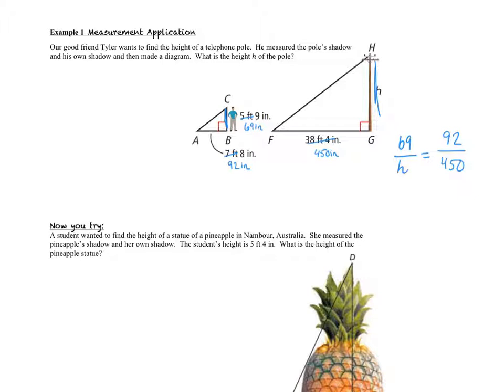So we get 31,050 is equal to 92h. Divide both sides by 92. And h is 337.5. We had converted everything to inches. So just take a minute and make sure that that makes sense. It is larger than the 69 inches. Seems to make sense to me.